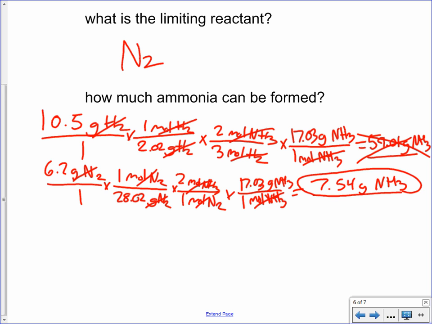So basically, you're going to predict the amount of product you can form with all of your reactants, and that will tell you which one is limiting. Whichever one can make less product will be the one that limits you.